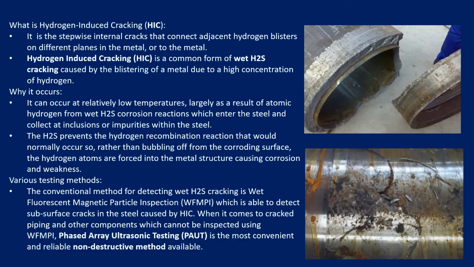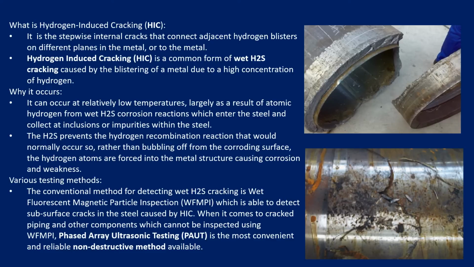That means blistering of the corroding surface occurs. The hydrogen atoms are forced into the metal structure, causing corrosion and weakness. Okay, H2S itself prevents the recombination reactions. That is why these hydrogen atoms are forced. Once these are forced, they enter into the surface, which causes corrosion and weakness.